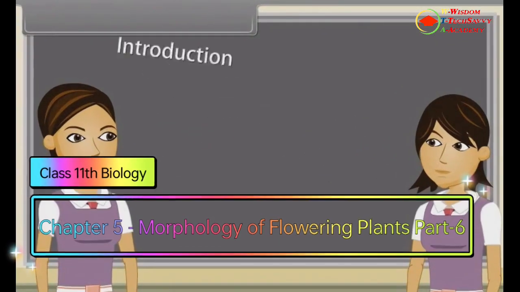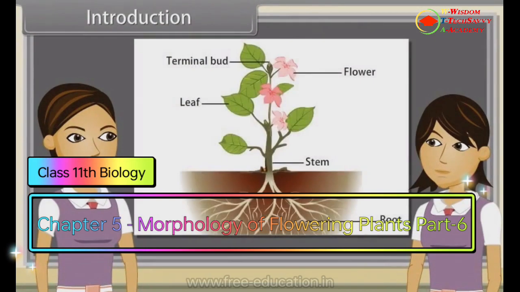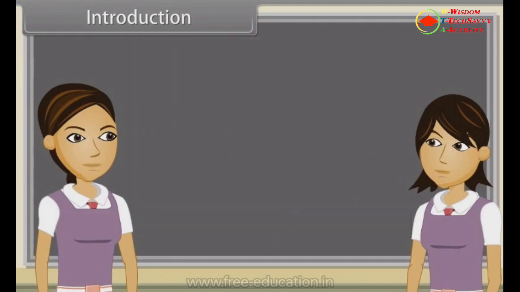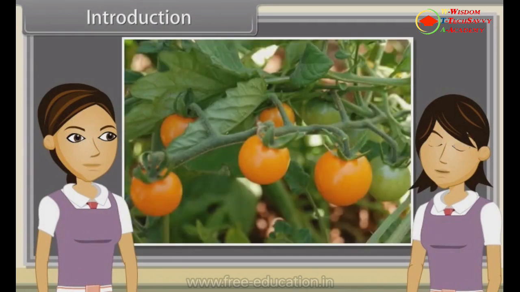Reproduction. We have already discussed characteristics, types, modifications and functions of roots, stems, leaf, inflorescence and flowers. Now we will study sporogenesis, gametogenesis, pollination, fertilization, fruits and seeds.